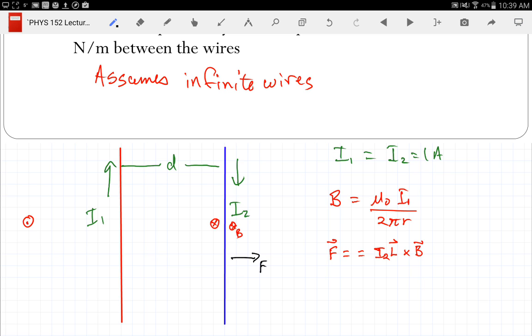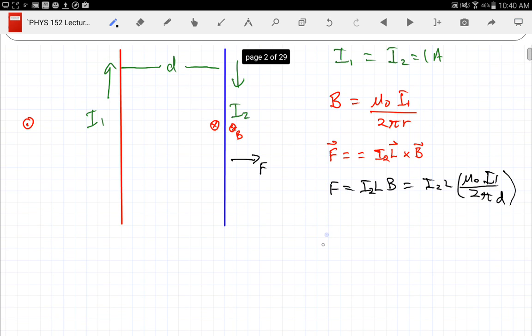Now, all of our angles are 90 degrees, so that means the magnitude of the force is just I2 L B, which is then going to be I2 L, and for B I put in mu naught I1 over 2 pi, and the separation was D. If you simplify that, you get force is equal to mu naught I1, I2, L over 2 pi times the separation.